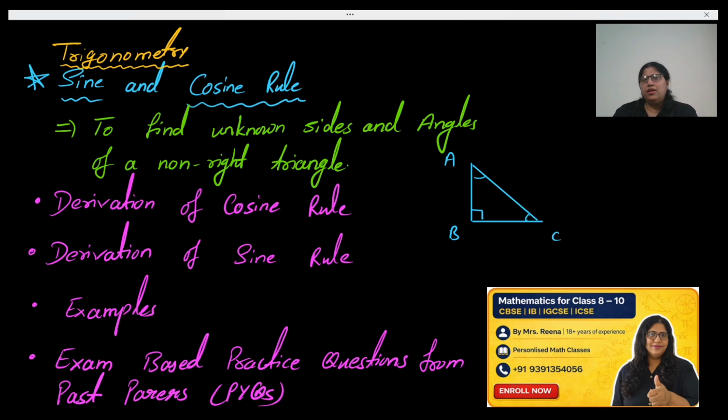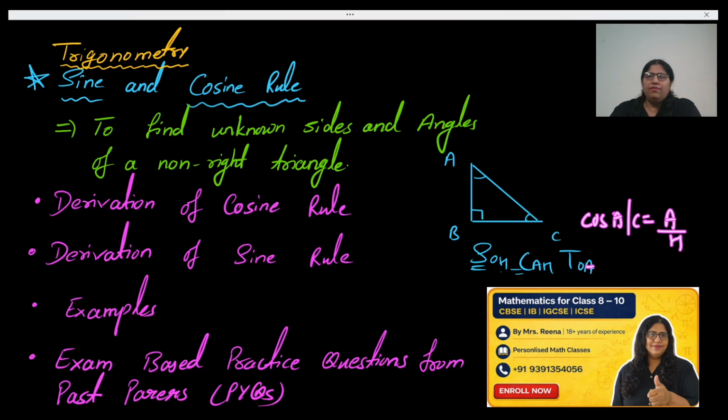So we use trigonometric ratios for a right triangle using SOHCAHTOA. You remember this rule, where sine is opposite by hypotenuse, cos is adjacent by hypotenuse. So if I take sine of A or C, it is opposite by hypotenuse. Similarly, cos of A or C, because they both are acute angles, is adjacent by hypotenuse. And tan A or C is always opposite by adjacent.